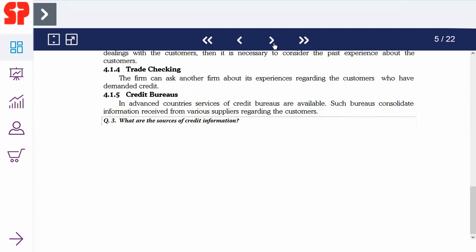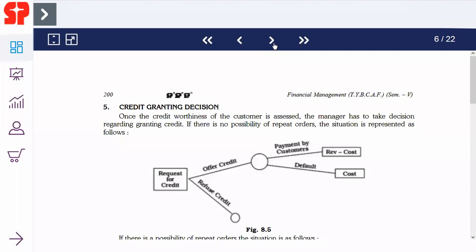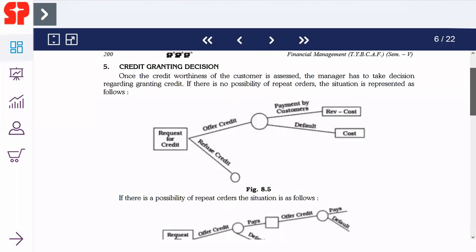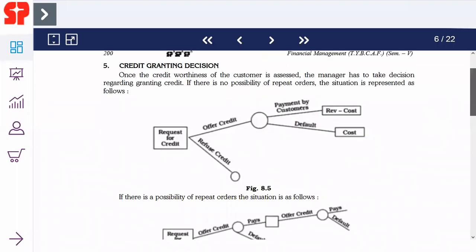Normally a huge amount of credit is given. If you take the example of dealers, etc., they will sell goods worth rupees crores and lakhs. So before giving credit, you should take the proper things. Otherwise, there will be risk of default.